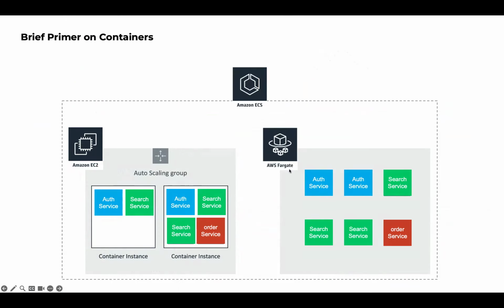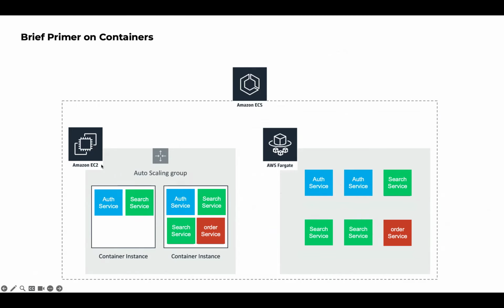On the right hand side is the Fargate, which is a serverless model, and the Netflix microservices are just running as tasks, right? So in this case, there are two authentication services, three search services, one order service. So you can scale as many of each of them as you like, right? So the search service might decide, there's a lot of people searching, I need to spin up more. So that's kind of how it works, right?